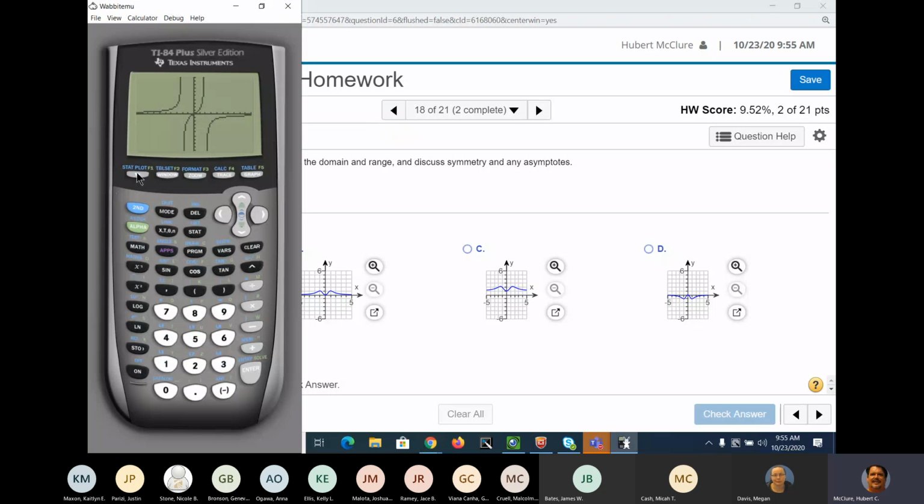So y is equal to parentheses 2x squared over x to the fourth plus 1. There it is. Dang old mustache.